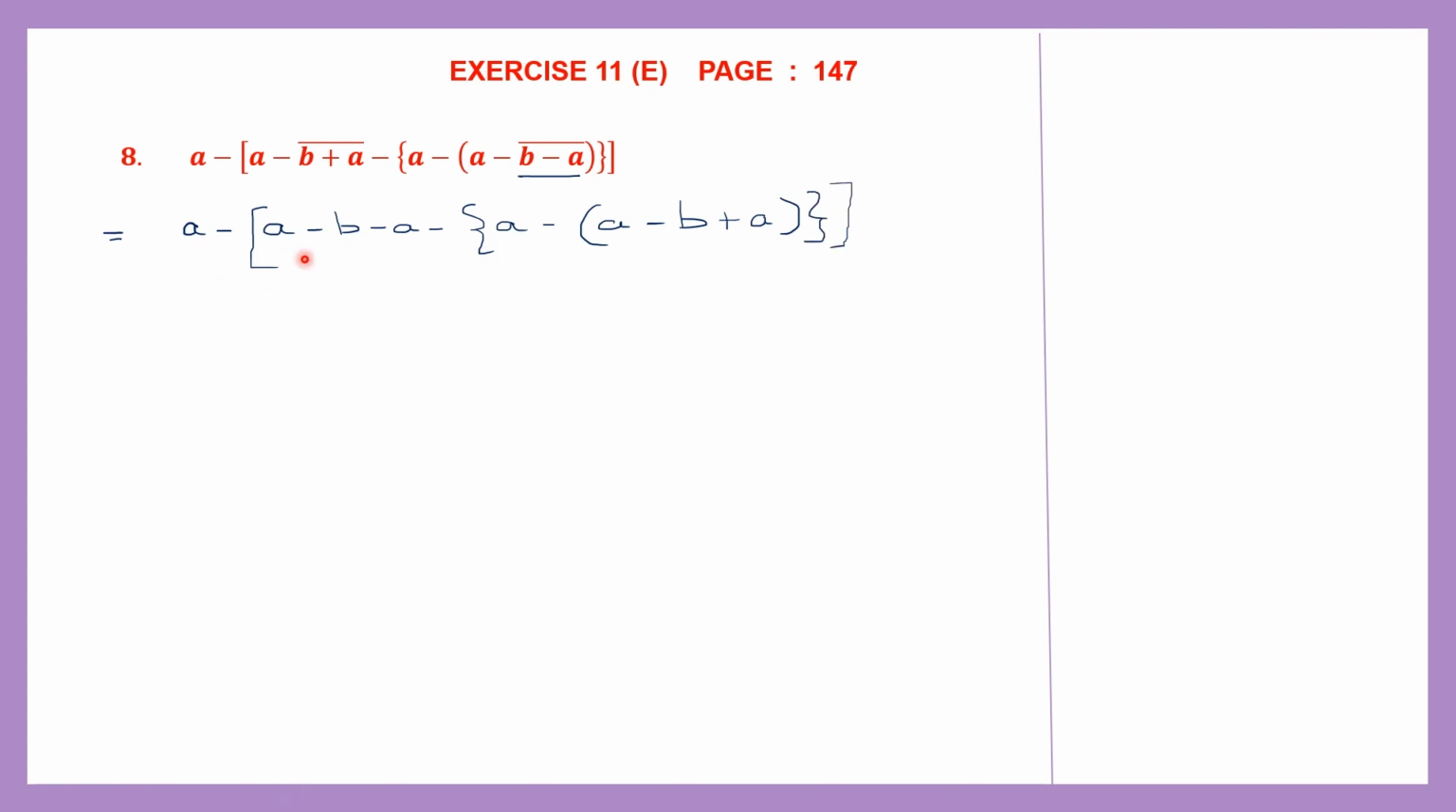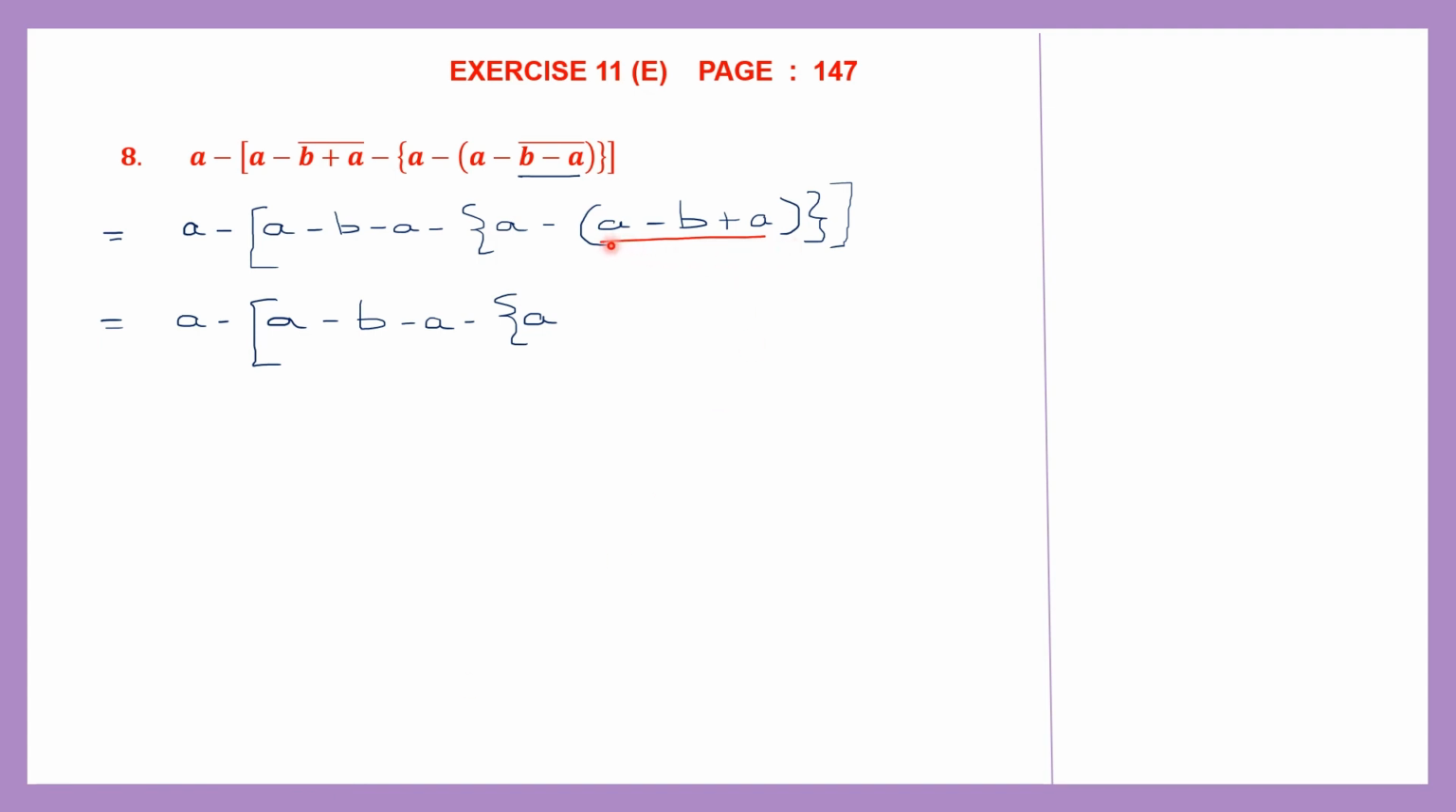Now what do we have here? We have the square bracket, the curly bracket, and the parenthesis. So we need to work out what is within the parenthesis before we remove that. So let's write everything else as it is. So this will be A minus, again A minus B minus A minus. We're writing everything else as it is, A. Now here let's work out what is within the brackets here.